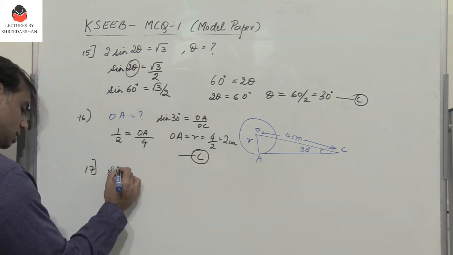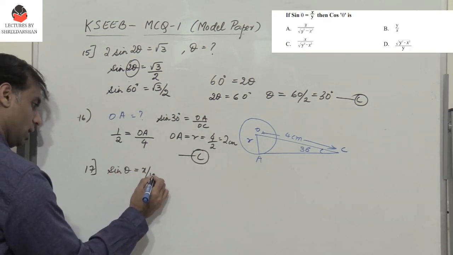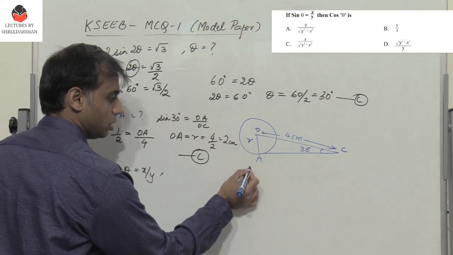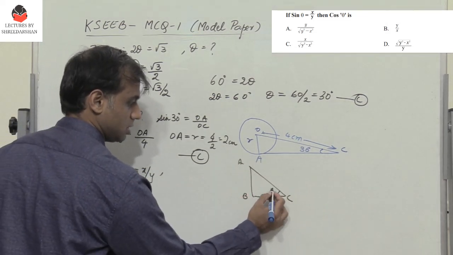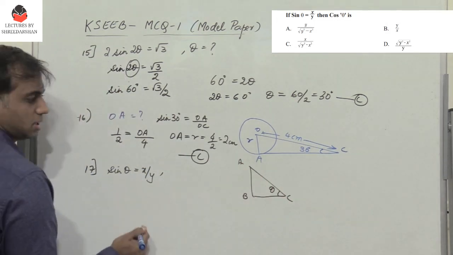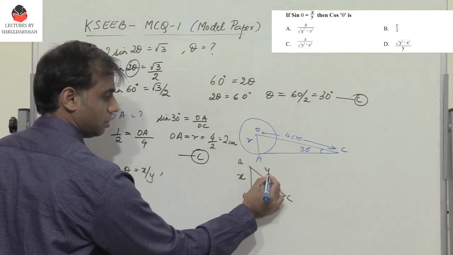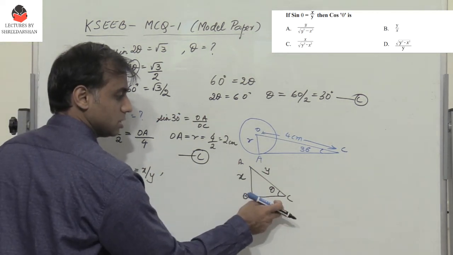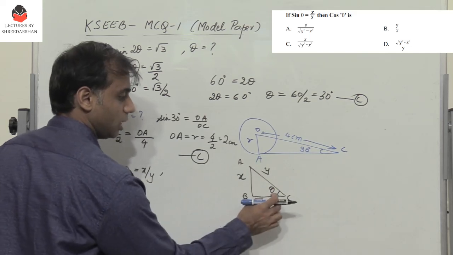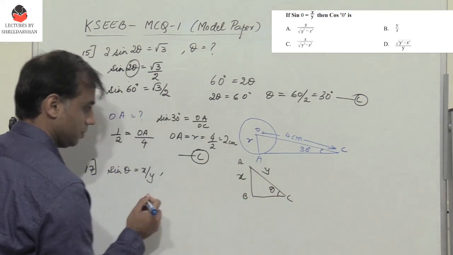If sine theta equals x by y, what is cos theta? Let me draw a right angle triangle ABC. This is theta. Sine theta is x by y, opposite side by hypotenuse. I have to find cos theta. Now what is cos theta? It is the adjacent side by hypotenuse. So I need to find what this adjacent side is.